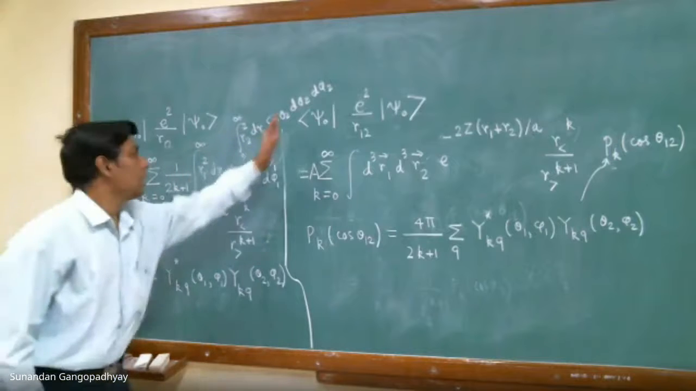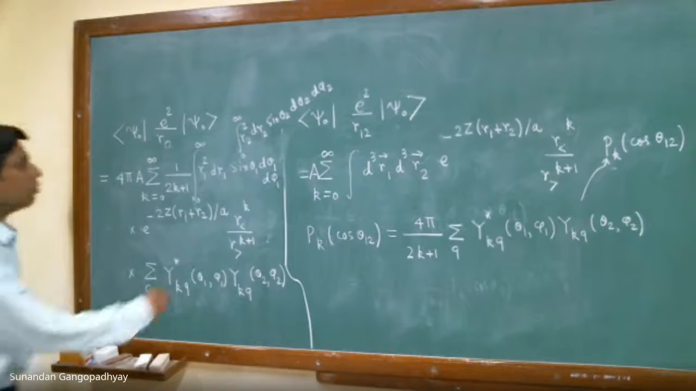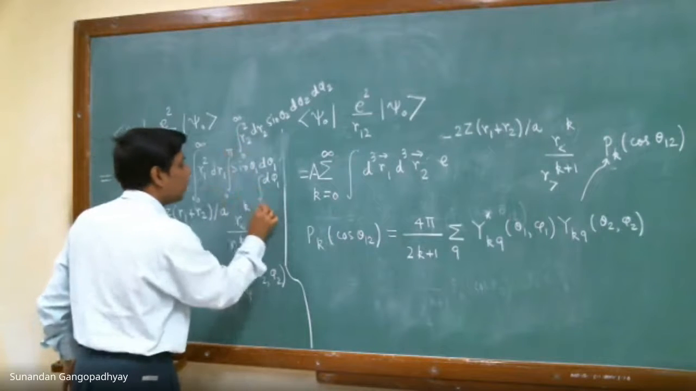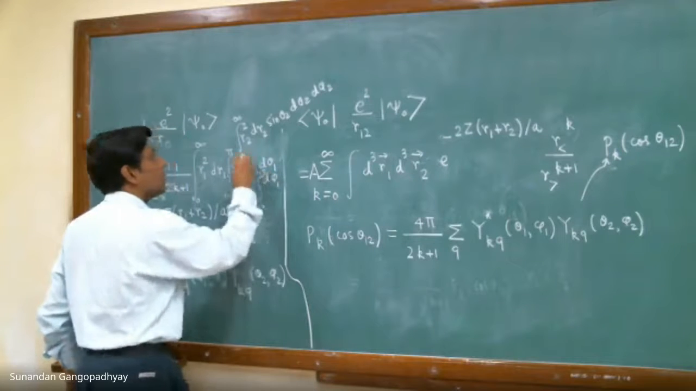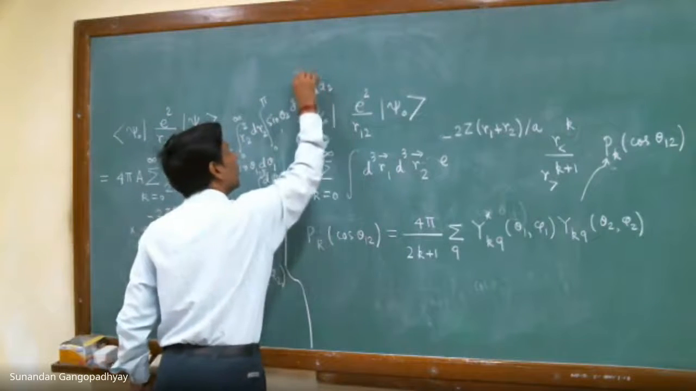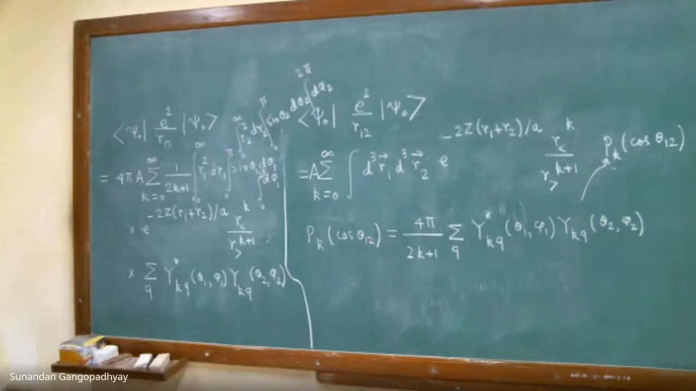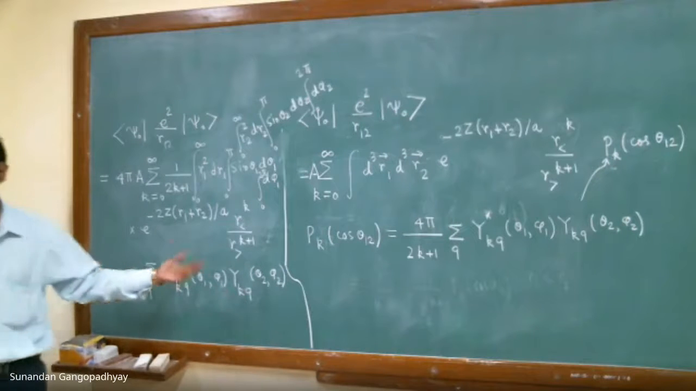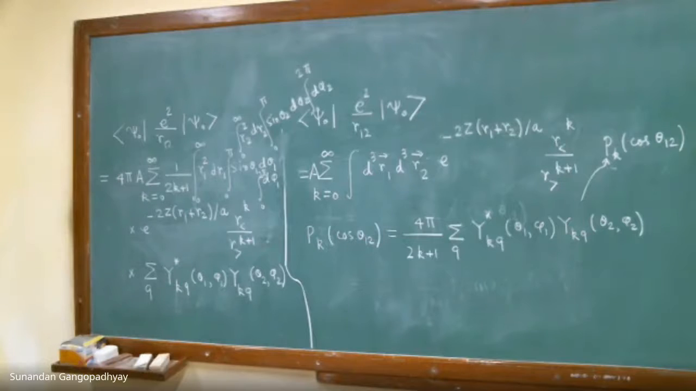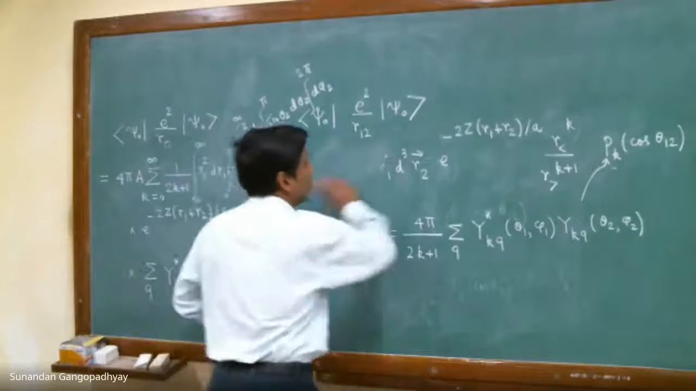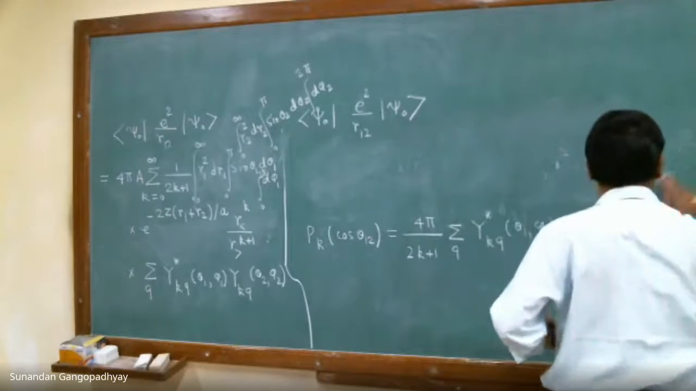So now we have put in the integration measures, and we know that the theta 1 integral will be from 0 to pi, the phi 1 integral will be from 0 to 2 pi, and similarly here, this is 0 to pi, and this is 0 to 2 pi. So what we now need to do is carry out the angular integrals first. So let us do the angular integral now and see what we get from here.